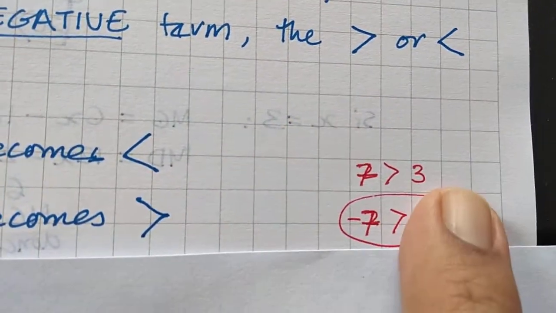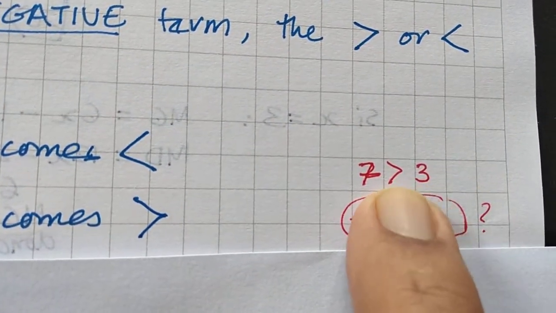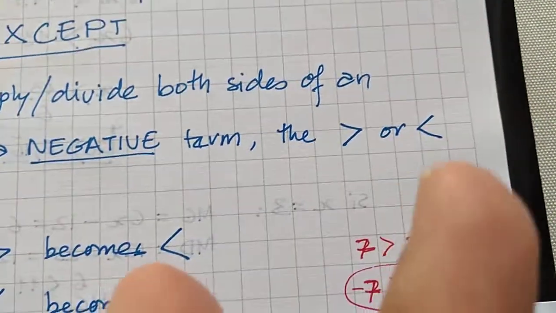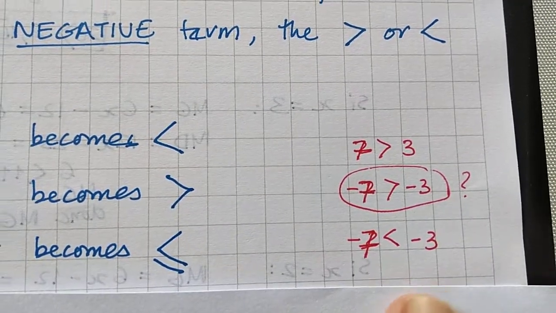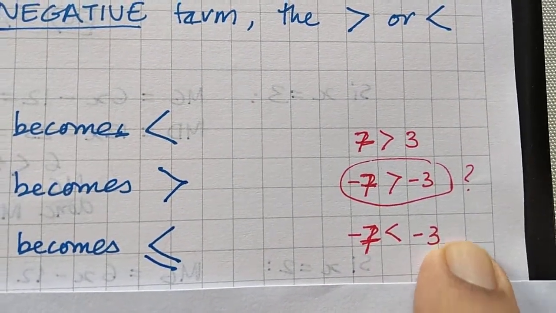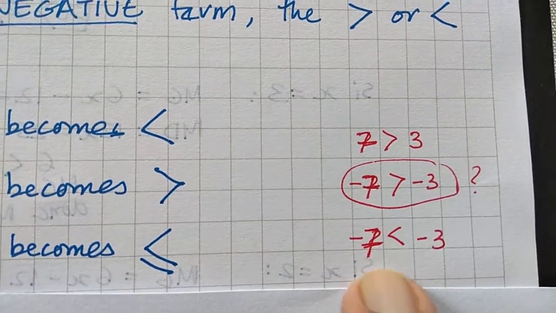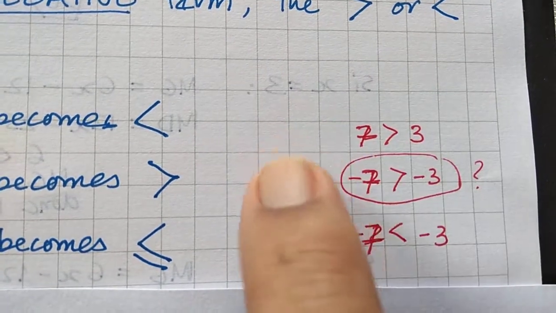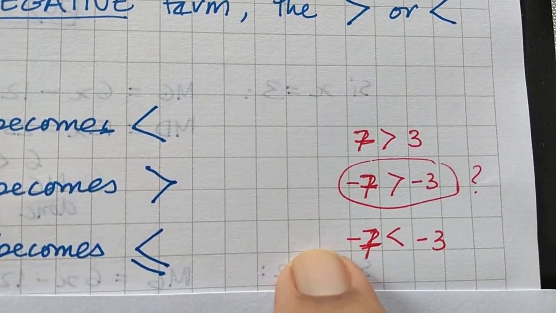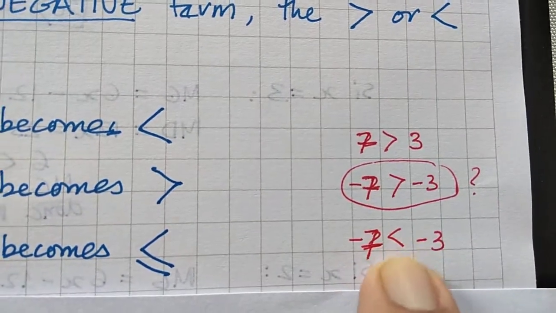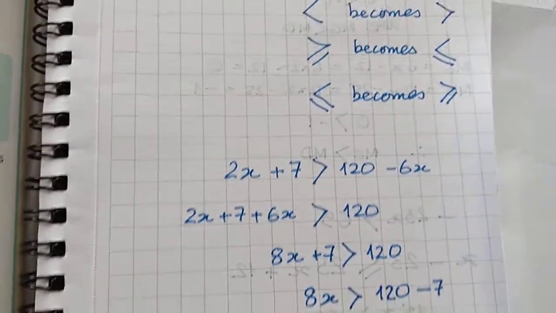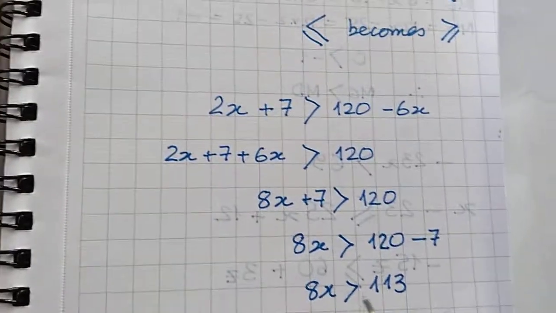So because we have multiplied both sides by a negative number, we have to flip this sign. You have to reverse this sign. So you'll get minus 7 is smaller than minus 3. So even though 7 is greater than 3, here minus 7 is smaller than minus 3. Because you multiply both sides by a negative number, in this case minus 1, you have to flip the sign. Okay, so we will take an example and we will solve it. In this case, there is no flipping of the sign, you will see.